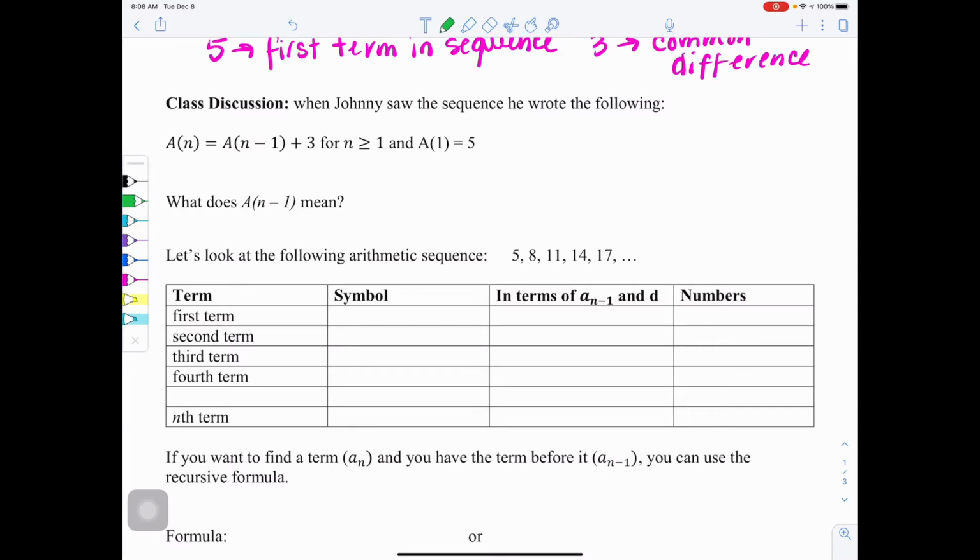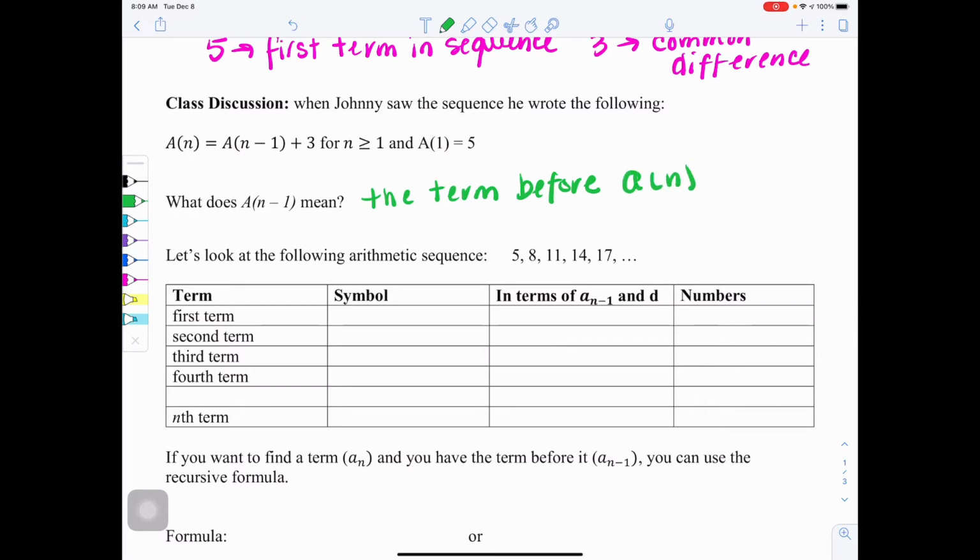First thing we want to describe is what does the a of n minus 1 mean? This stands for the term before. So think about that. If the current term was n, if you wanted to know what came before it, you would have to go back one term. That's why they're saying n minus 1. So it's the term before a of n.